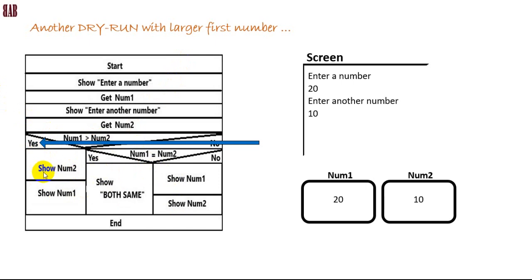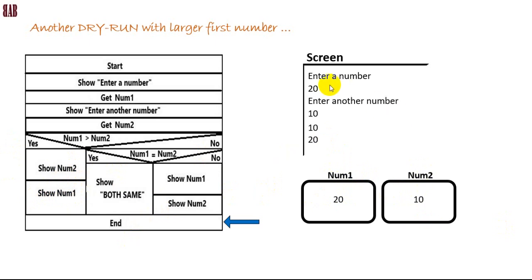So in the yes side, first statement says show num2. Why? Because num1 is greater than num2. So we don't want to print the num1 first. Instead, we want to print the num2 because num2 is the smallest. Because that is our requirement of this NS chart. So that is why you are doing it like this. So when you print num2, num2 happens to have 10. So 10 will be printed first, and then you go and show num1, which is 20. 20 is printed after, and then you come to the end.